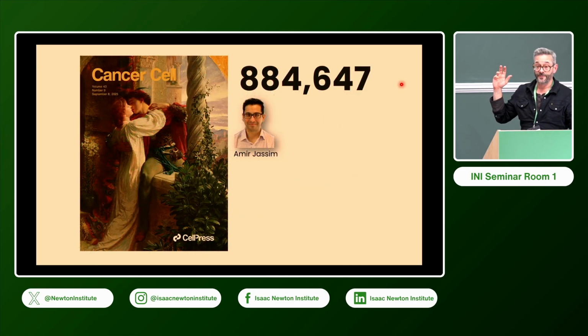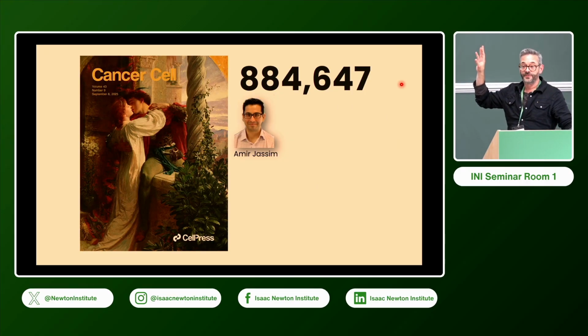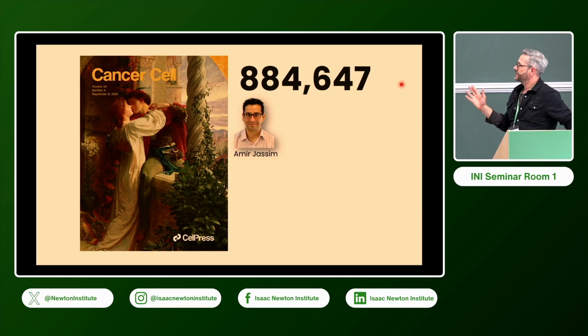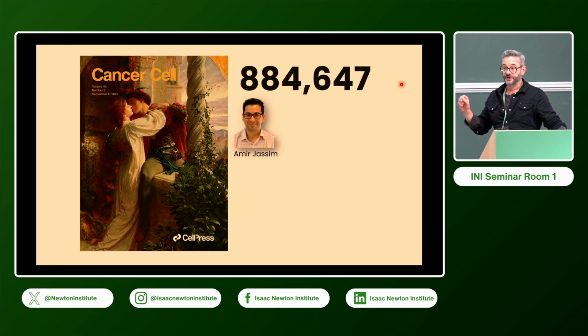So this is a paper from the lab. I'm just showing this cover because it's this month's cover of Cancer Cell. The reason we've got this beautiful picture of Romeo and Juliet by Frank Dicksee, who was a fantastic painter towards the end of the 1800s, beginning of the 1900s, is because I think it's an analogy for the very simple approach that we've used. There are 884,000 words in the complete works of Shakespeare, but if I say balcony, you will all say Romeo and Juliet. And that's word embedding. It's simply that you have learnt that balcony only goes with Romeo and Juliet. It doesn't go with Henry V, whatever other play you want to choose.